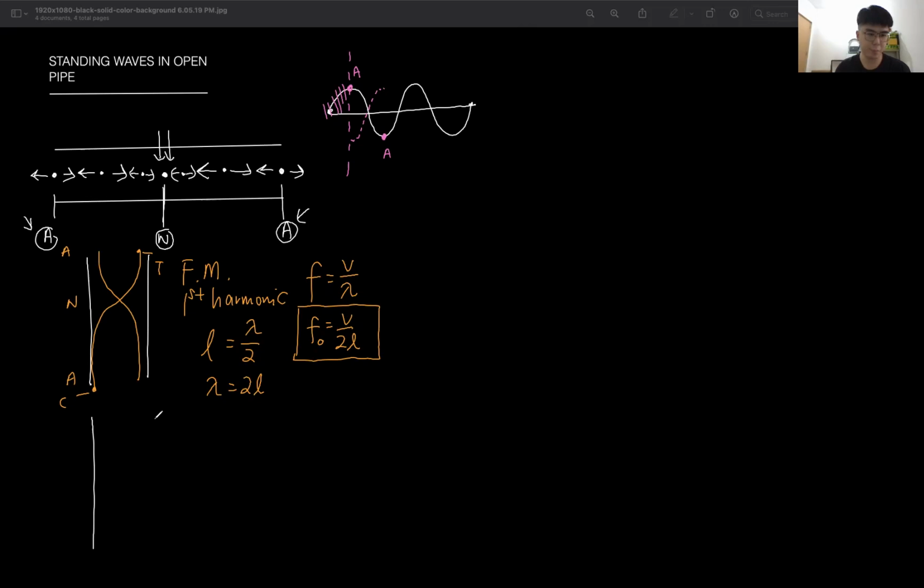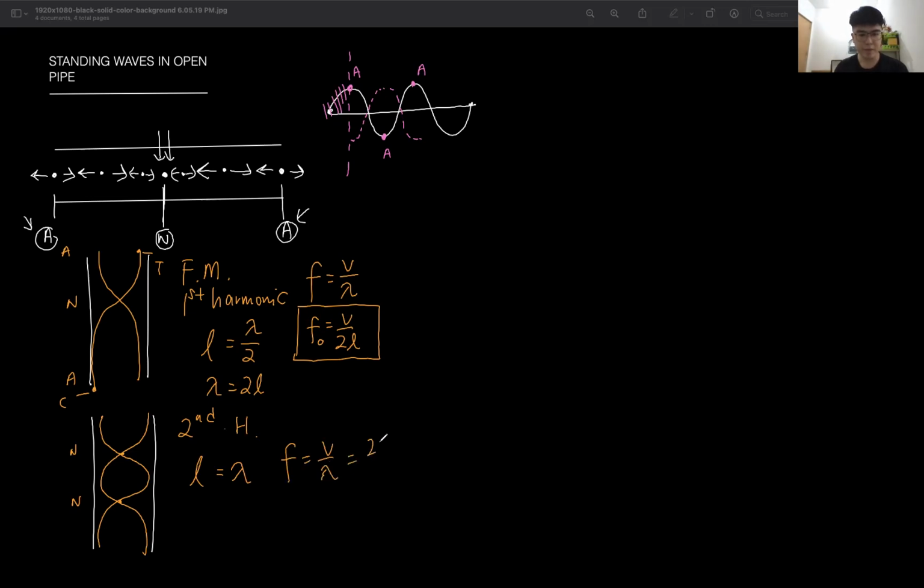Okay, second harmonic. How many waves can fit between the first antinode and the next one? So this is one cycle, right? From here, one cycle. Then we have two nodes at the center. One cycle, and this is one cycle. Trough to trough, crest to crest. Second harmonic, length equals lambda. So frequency equals V over lambda.